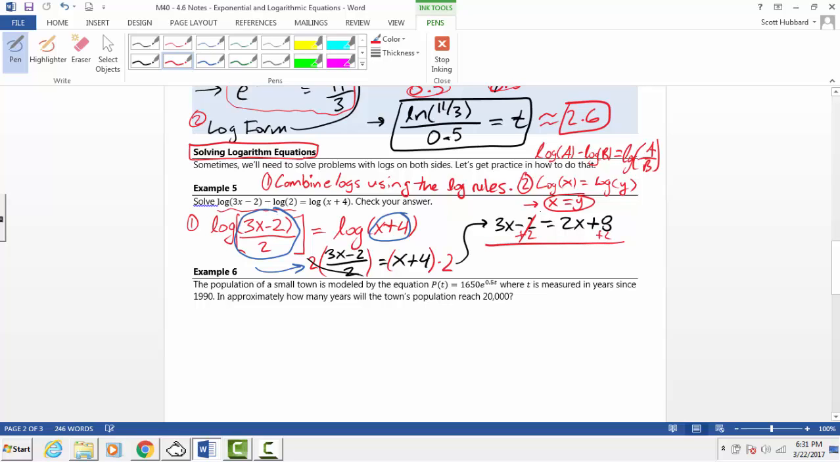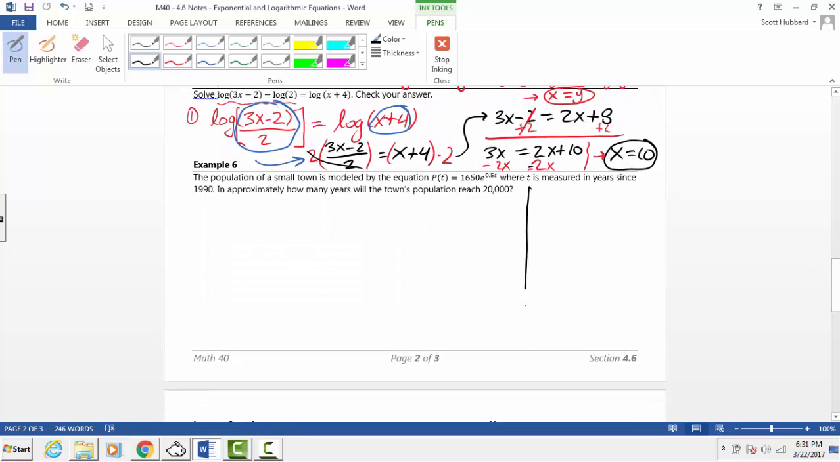I really should have made more space in these notes, I'm sorry. So you get 3x, kind of scrunch it in here, equals 2x + 10, and the last step is you just subtract 2x. And so you get x is equal to 10. Okay? Alright.